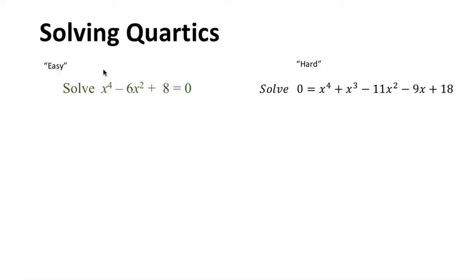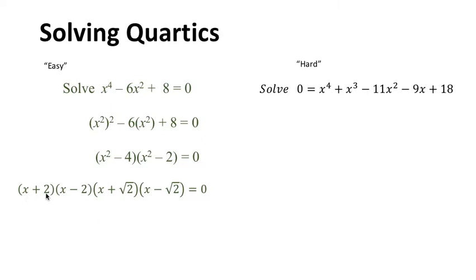Alright. What makes this easy is it's actually a hidden quadratic. It's actually got x squared squared to give you x to the 4. So if you see you've just got an x to the 4 and an x to the 2, solve it like you'd solve a quadratic. Look for factors of 8 that add up to -6. There we go. And once you get here, two methods.